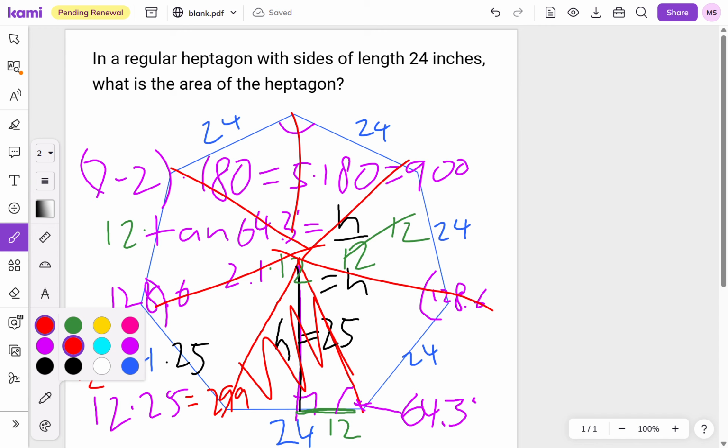And so this heptagon has an area of 2093.133568 and change. And that is how you find the area of a heptagon, and more generally, the area of a polygon.